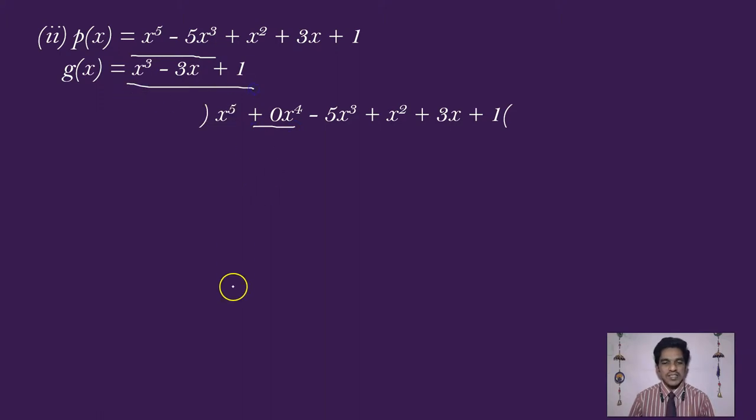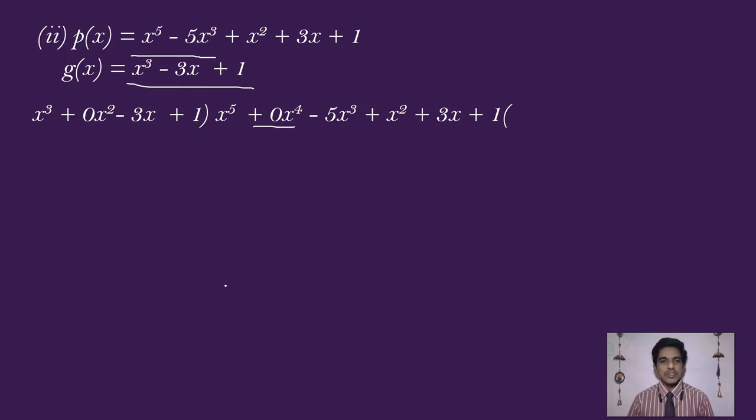Now if you observe the divisor, x cube, then you should have x square, but there is no x square term. So you can write 0 x square. We write the missing terms with coefficients so that the division becomes easy. If you have learned polynomial division thoroughly, even if you do not write the 0 x square or 0 x power 4 missing terms, you can do the division easily. So this is the divisor.